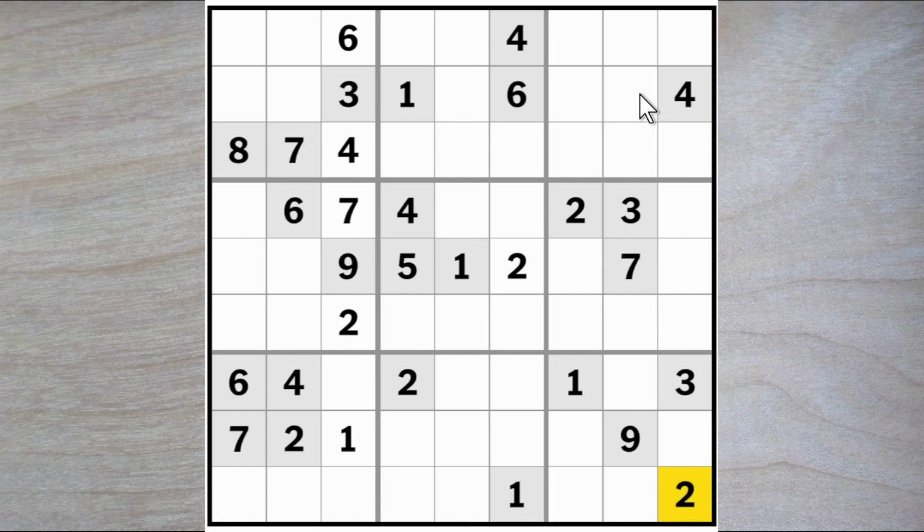Back to the 2, 5, and 8, what's left? A 1, 6, and a 4. 4 cannot go here, but it could go here and here. What about the 1? Well, the 1 could go here or here, and the 6 here, here, and here. No, that's a little difficult. But we found the 2.